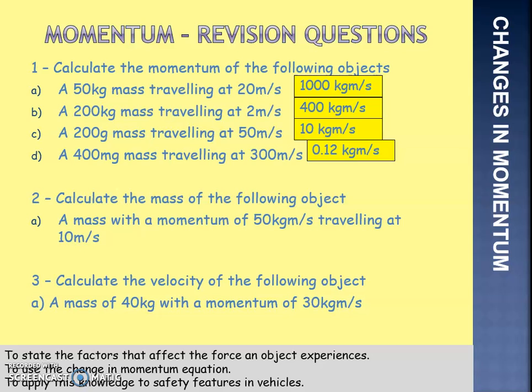Question 2, calculate the mass of the following objects. The mass with momentum of 50 kilogram meters per second, travelling at 10 meters per second. You have to rearrange the equation, and you'd come up with that mass is momentum divided by velocity, giving you 5 kilograms. Question 3, the velocity of the following object, a mass of 40 kilograms with a momentum of 30 kilogram meters per second. You rearrange the equation and you end up with momentum divided by mass gives you velocity, gives you 0.75 meters per second. If you struggled with that, please go back and have a look at the momentum video that's on our YouTube channel.